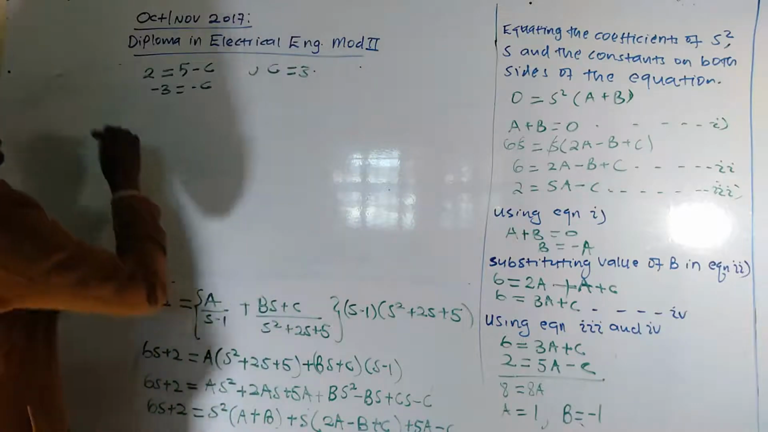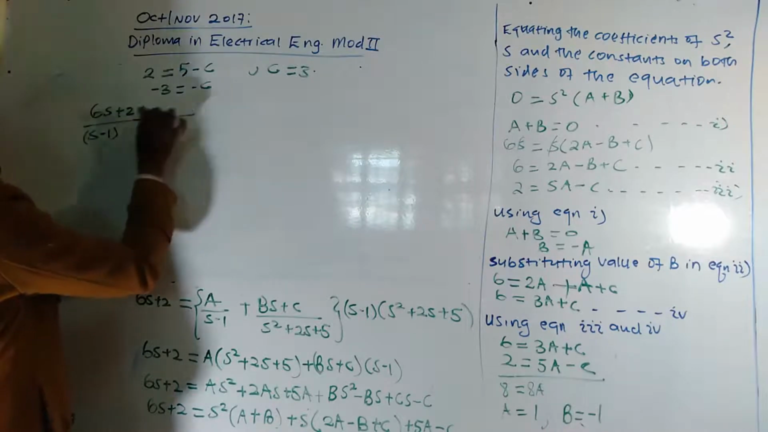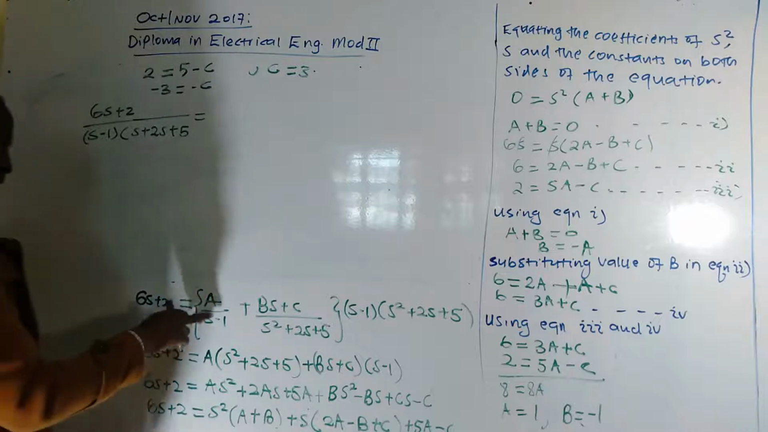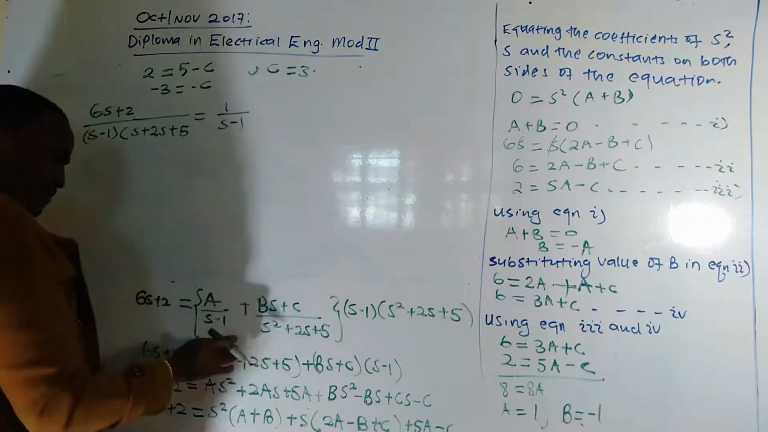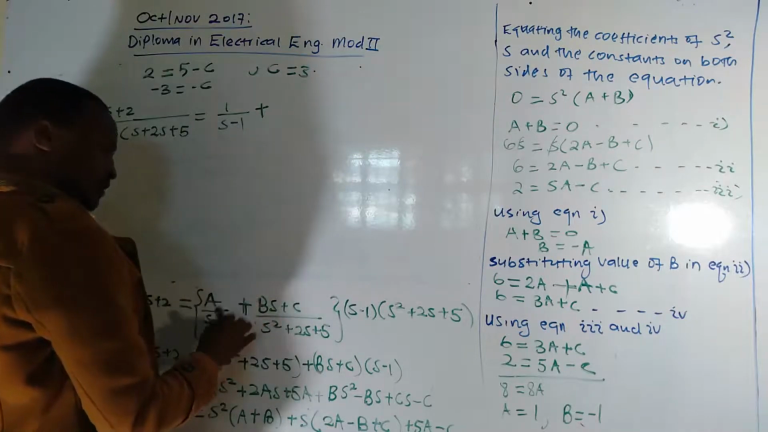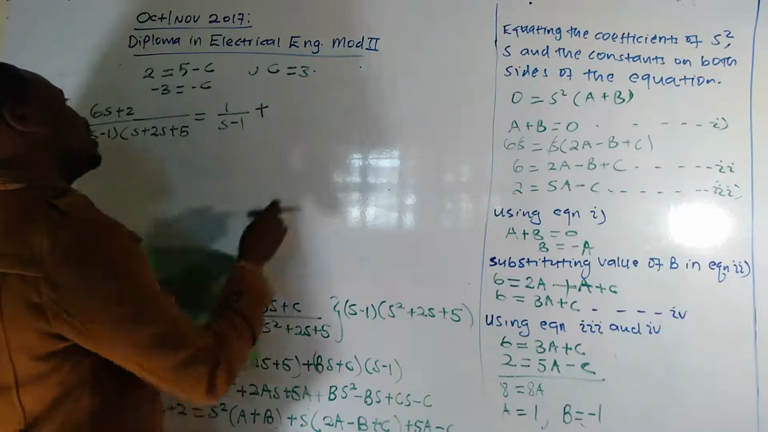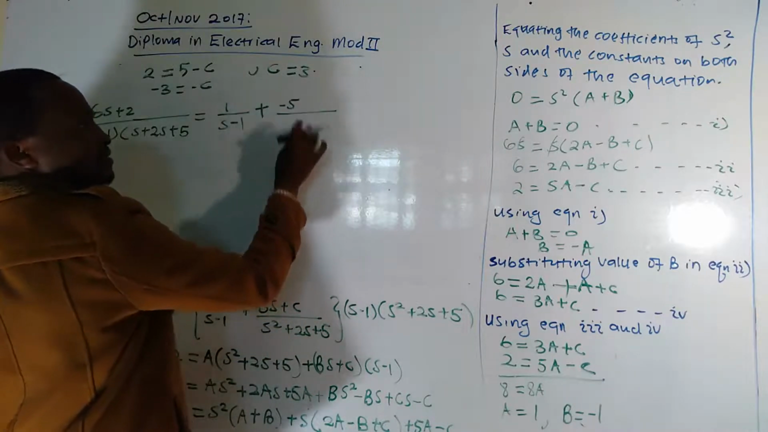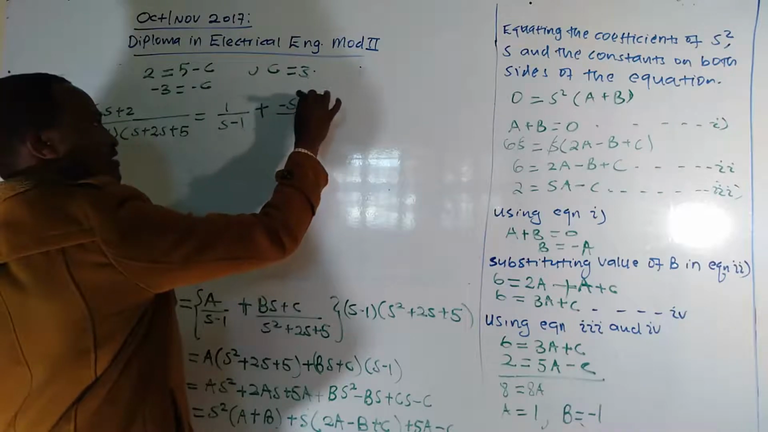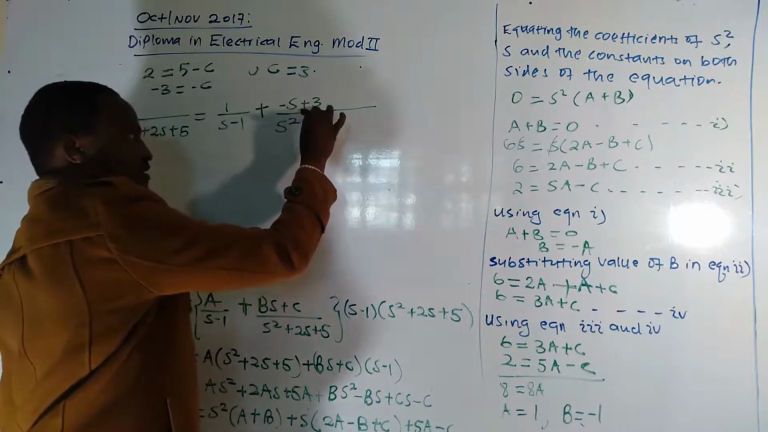Our original expression, which is 6s plus 2 over s minus 1 times s squared plus 2s plus 5, is equal to, a is 1, so it's 1 over s minus 1, b is minus 1, so we have plus, here this is negative, so we have minus s, c is 3, so this is minus s plus 3 over s squared plus 2s plus 5.